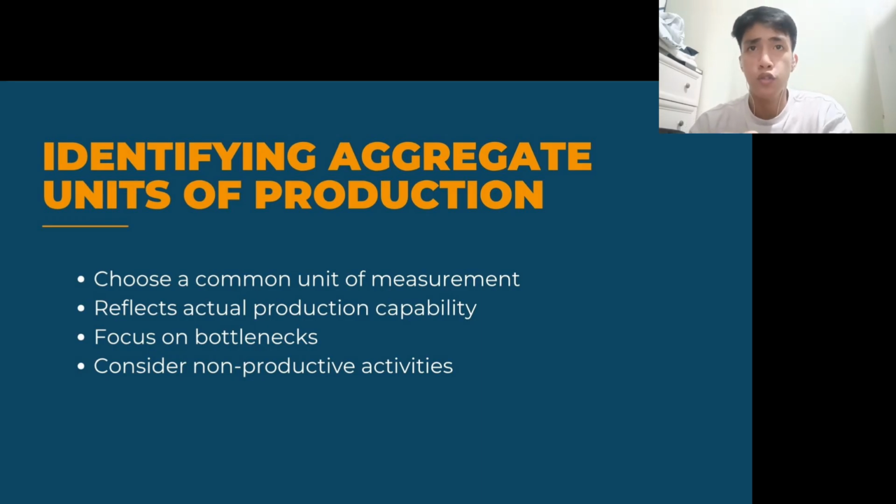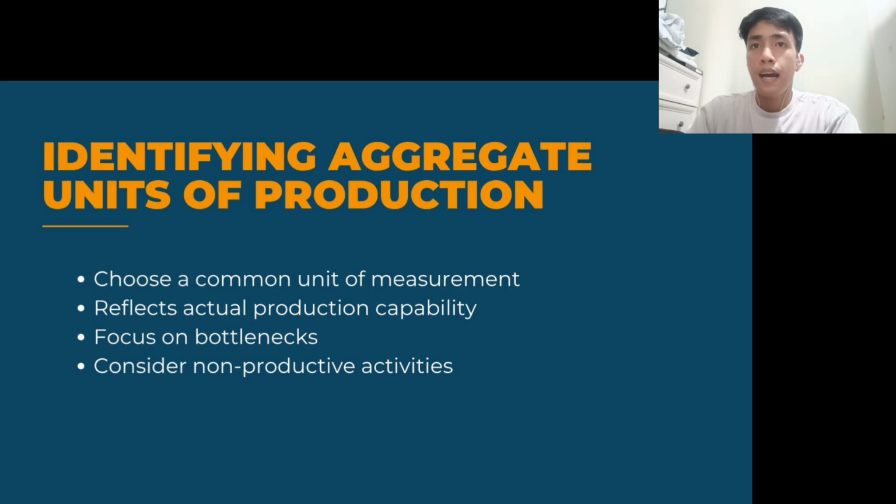Importante rin na tama yung unit na pipiliin kasi dapat nire-reflect nito yung actual capability ng production system. Ibig sabihin, dapat realistic siya at align sa kung ano talaga yung kayang gawin ng company in real life, hindi lang sa theory. So, another key point is yung bottleneck. Ito yung part ng production process na pinaka naglilimit ng output. Halimbawa, kung may isang machine na mabagal compared sa iba, siya yung bottleneck. So, kapag pumipili ka ng aggregate unit, dapat nakapokus ka sa bottleneck. Kasi siya talaga ang magdidictate kung gaano karami ang kaya mong i-produce.